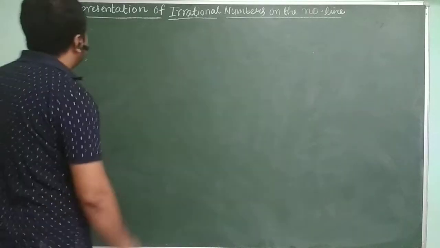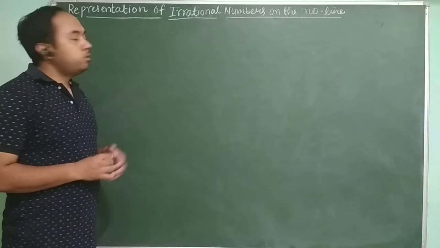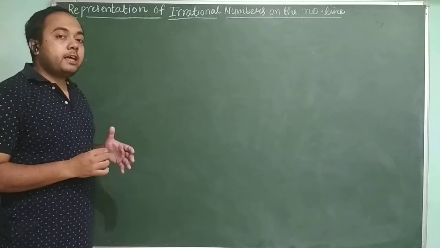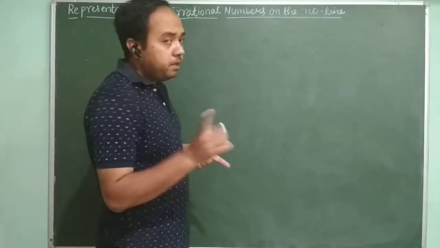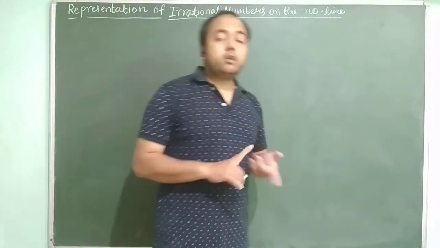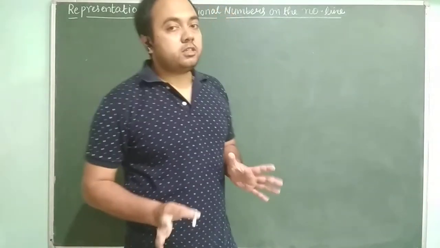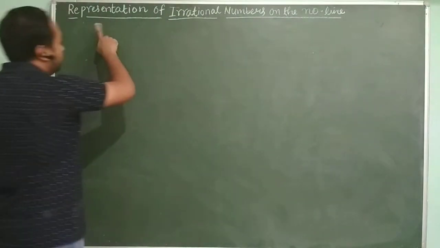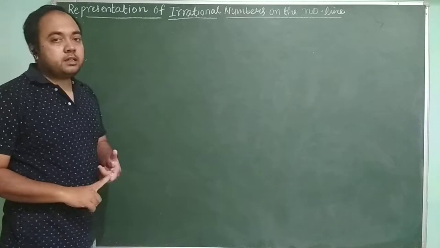My dear students, in this video lecture, I will explain to you how to represent irrational numbers on the number line by spiral method. Now, you know very well that in the previous lecture, I have told you that root 2, root 3, root 5, root 7, they all are irrational numbers, correct? तो सबसे पहले इस लेक्चर में हम रूट 2 और रूट 3 को नंबर लाइन पे रिप्रेजेंट करेंगे.